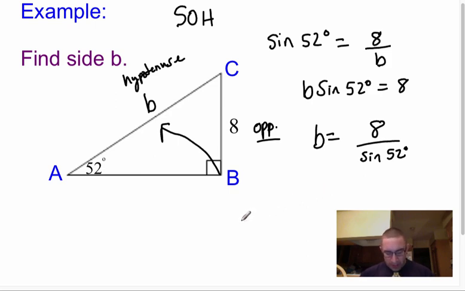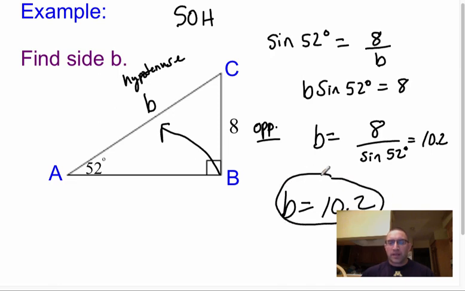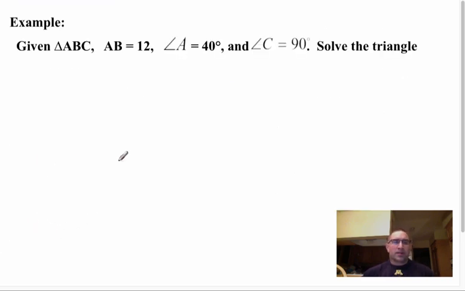Alright, so I'm going to punch that in: 8 divided by the sine of 52 is equal to 10.2. 10.2 is side B. Again, you can pause and make sure you're operating your calculator correctly on that problem at this point if you'd like. Okay. Alright, moving on.